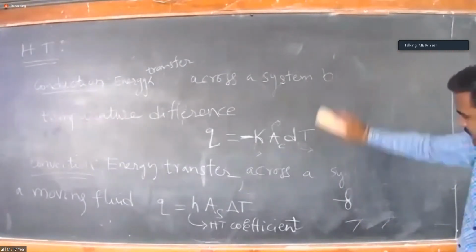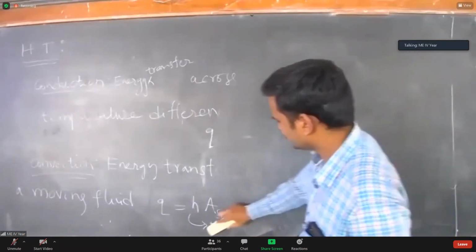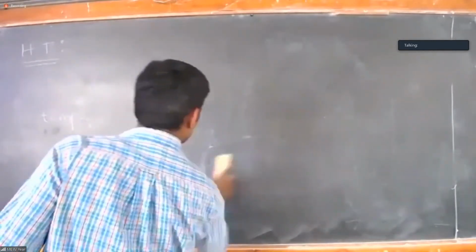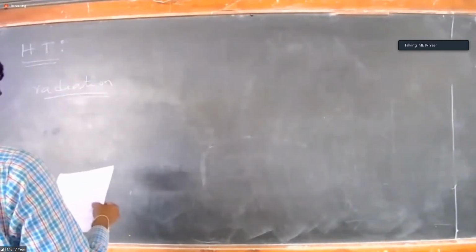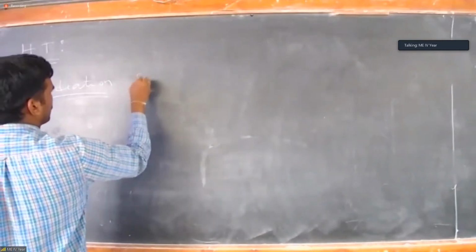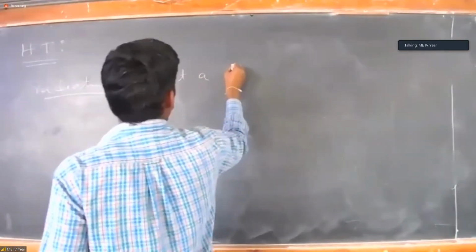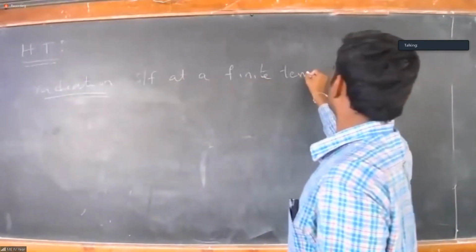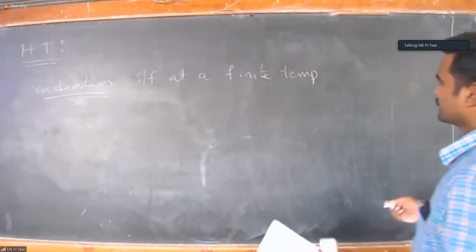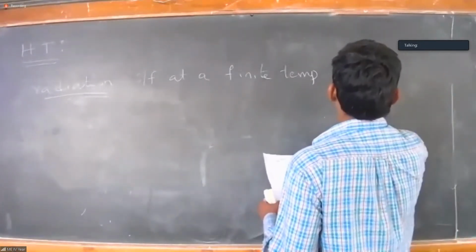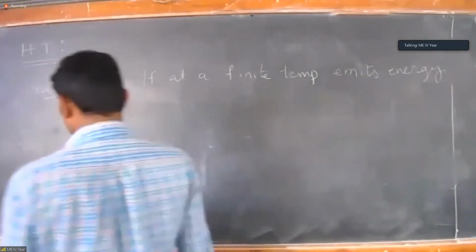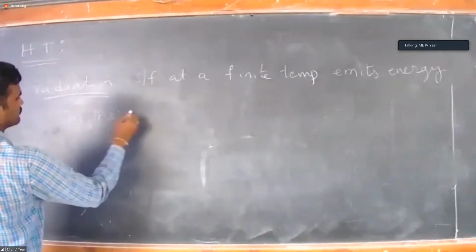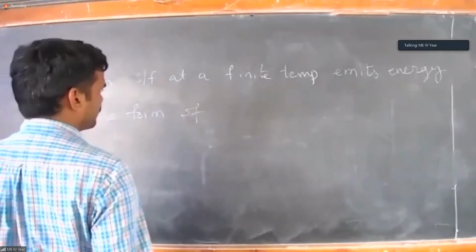Then you have the third one, radiation. So in radiation, any surface at a finite temperature emits energy in the form of electromagnetic waves.